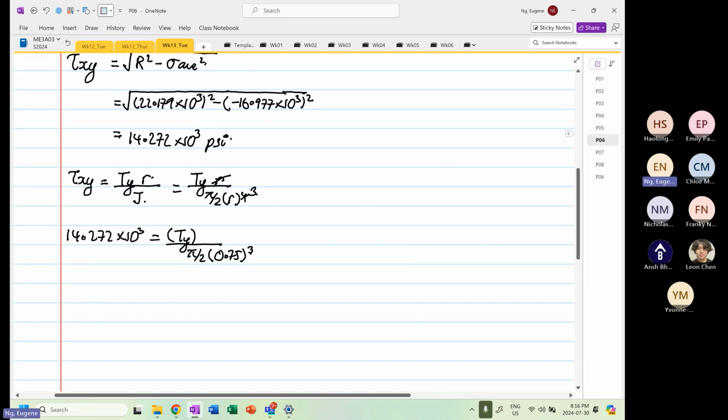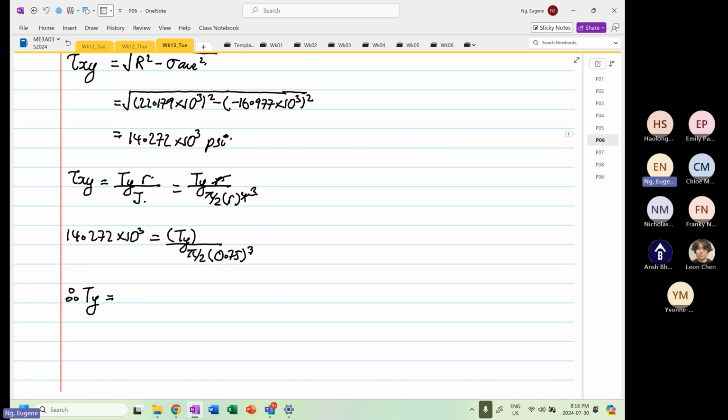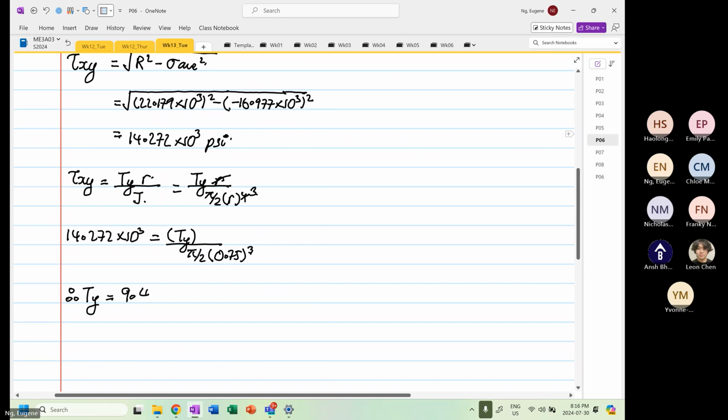Therefore, torque about y is equal to 14.272 times 10 to the power 3 times pi divided by 2 times 0.75 to the power 3, which is equal to 9.458 times 10 to the power 3 psi. Now, this is the torque.